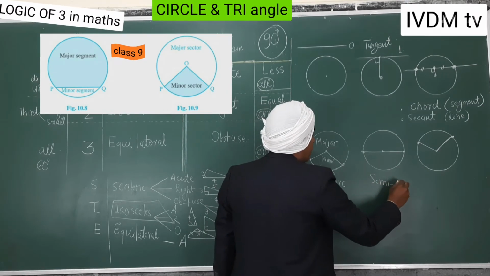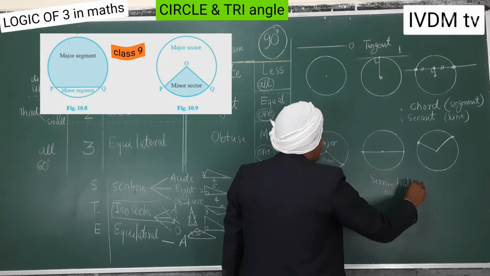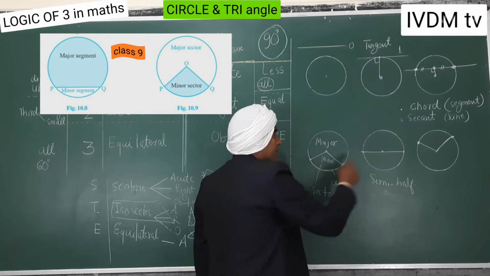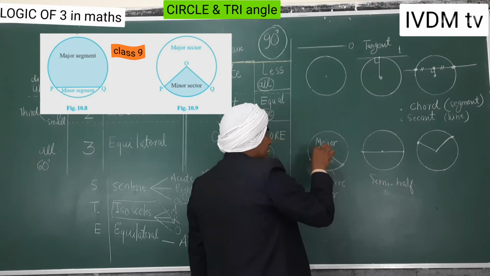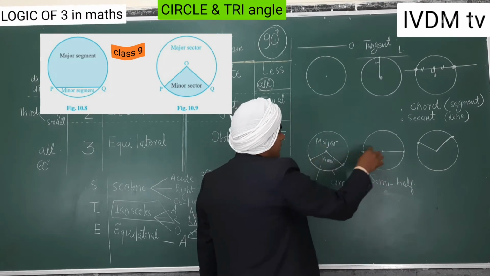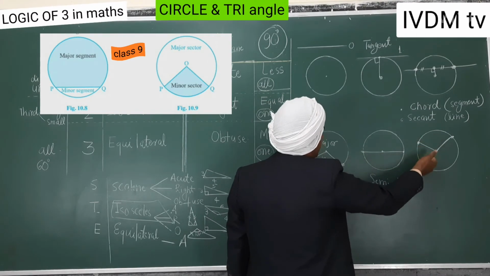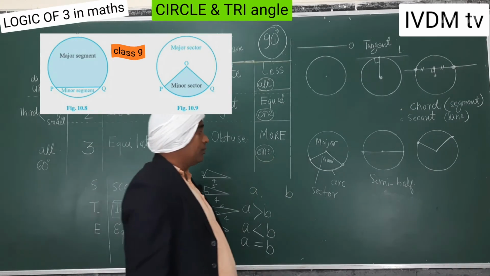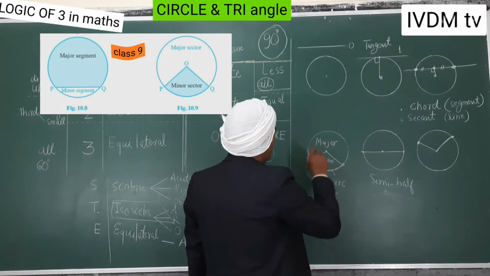Semi means half. And again major and minor. Earlier it was minor, now it is major. So this is more, this is less, this is equal, this is more, less, and this is more. So again you are holding here. So minor arc, major arc, minor sector.